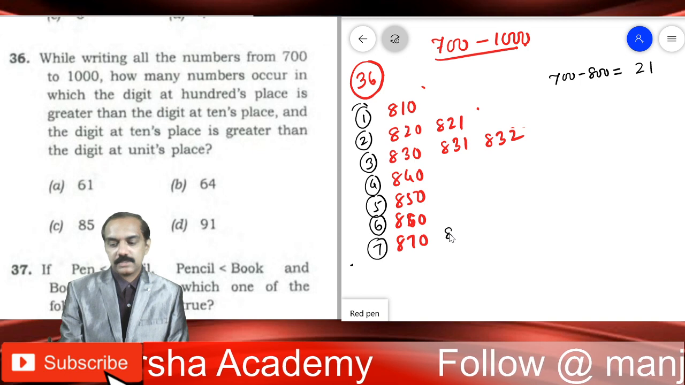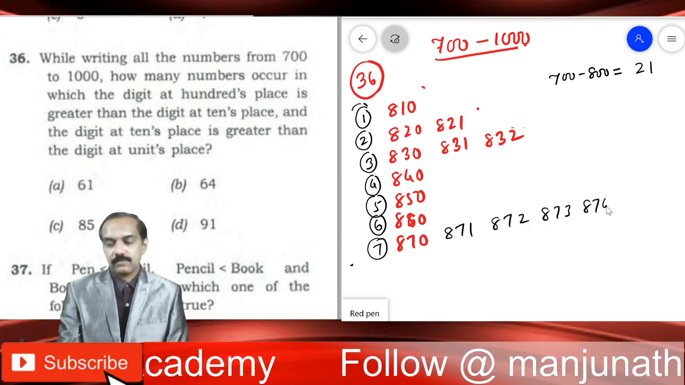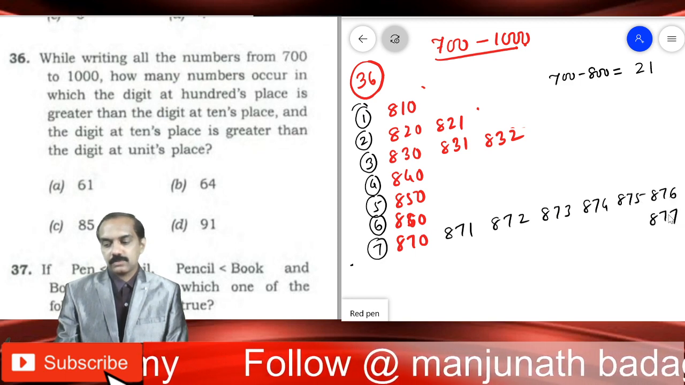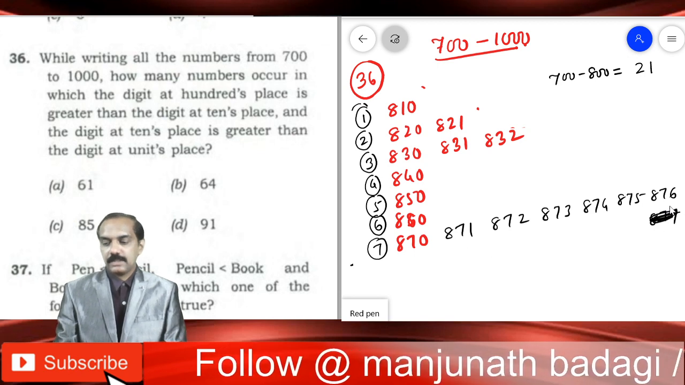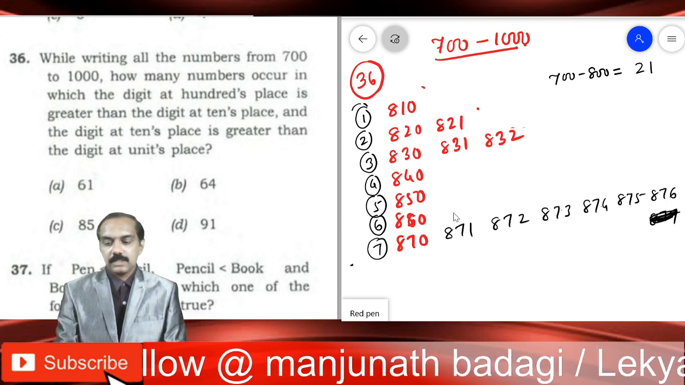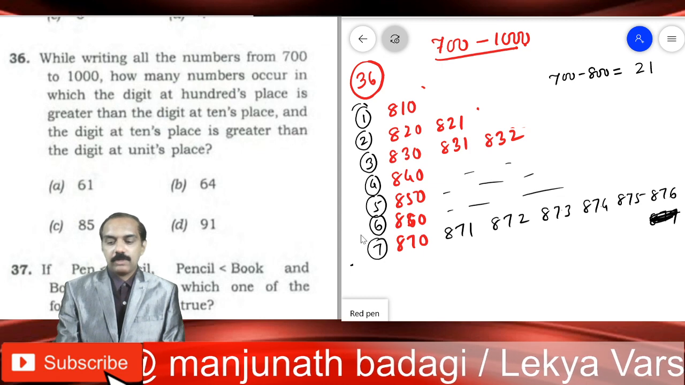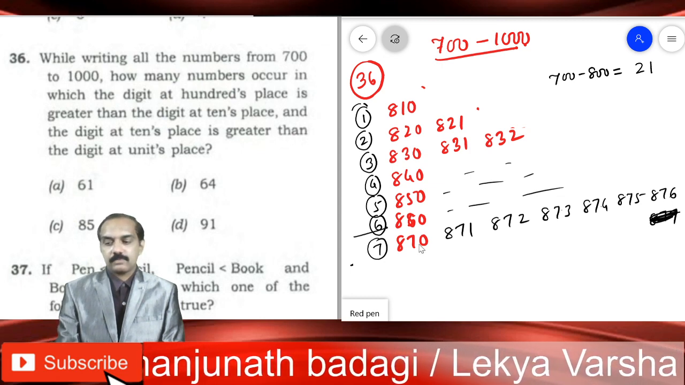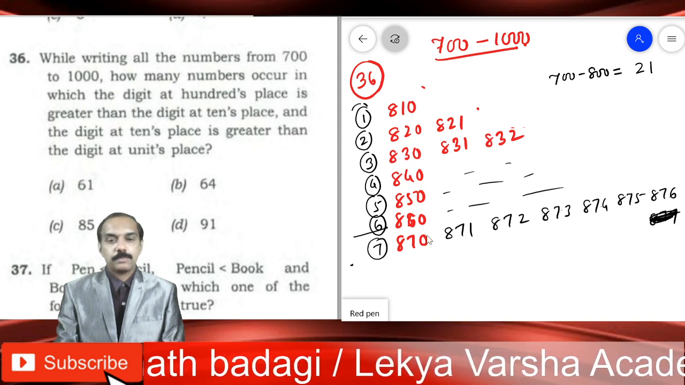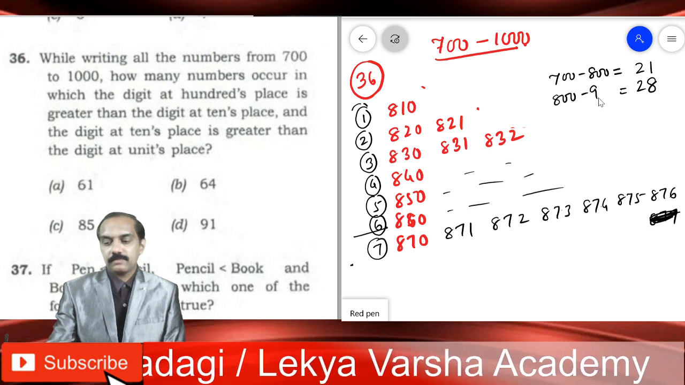Now I will show you which are these 7. 871, 872, 873, 874, 875, 876, 877. Not even 7, 877. So till 876. 1, 2, 3, 4, 5, 6, 7. These are the 7. So in this way you can write here also the numbers. The thing here is, earlier we went only till 6. We got 21. Now we are going till 7. Meaning 21 plus 7 gives you 28. This is 800 to 900.